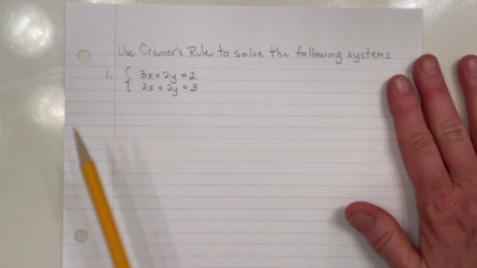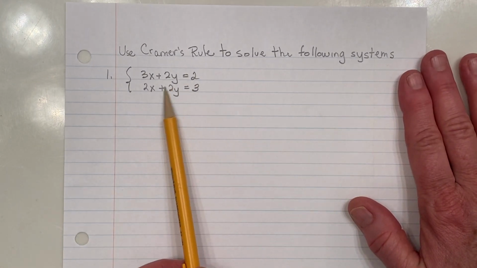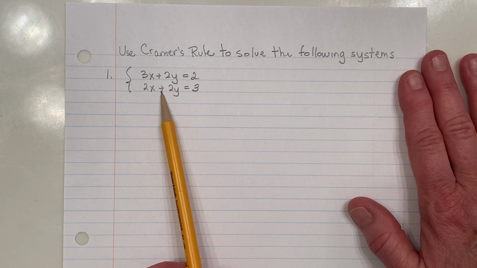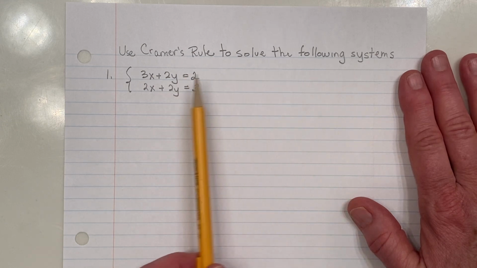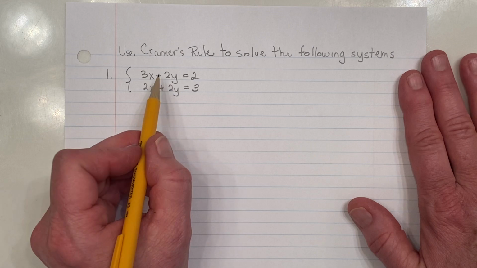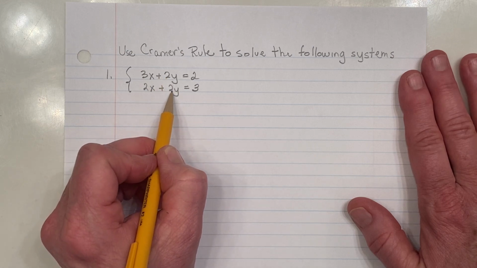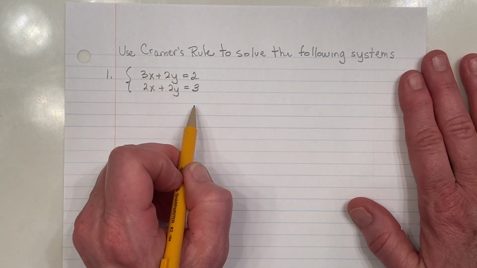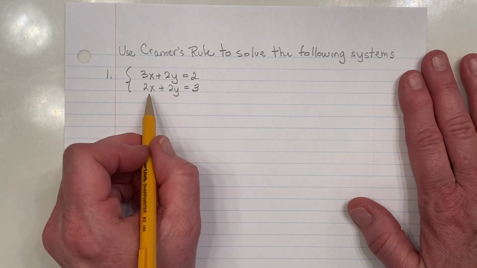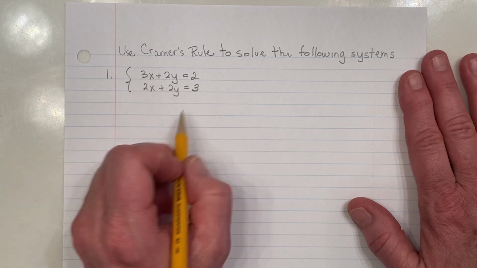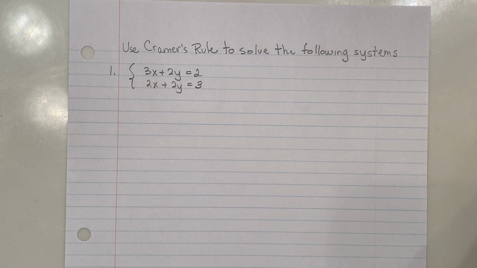All right, we're asked to use Cramer's rule to solve the following systems. This one isn't going to be too bad. If I was given a choice on how to solve this system, I would do elimination, because I see that if I have a -2y here and I added these down and eliminated the y's, I would get an easier solve here. But I'm told to use Cramer's rule, so that's what I have to do.